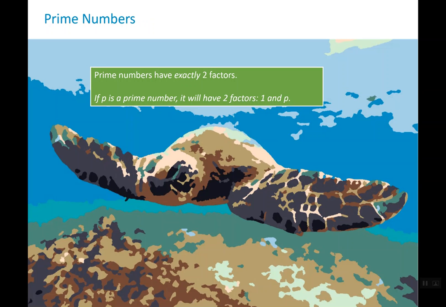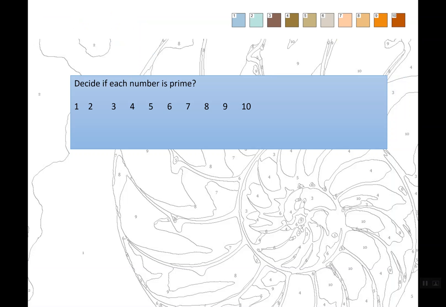Prime numbers are numbers that have exactly 2 factors, and notice that I put emphasis on exactly. What we want to say is that if P is prime, then it will have 2 factors, 1 and itself, but it has to have exactly, so it can't have more than 2 factors, it can't have less than 2 factors. Let's just look at the first 10 natural numbers, 1 through 10, and decide if each one's prime.